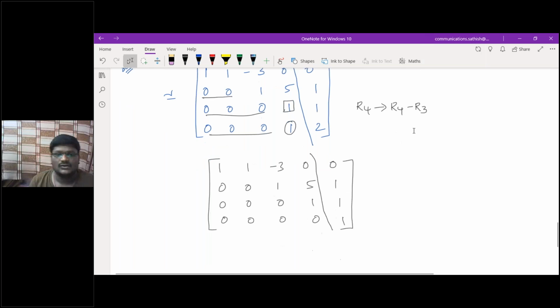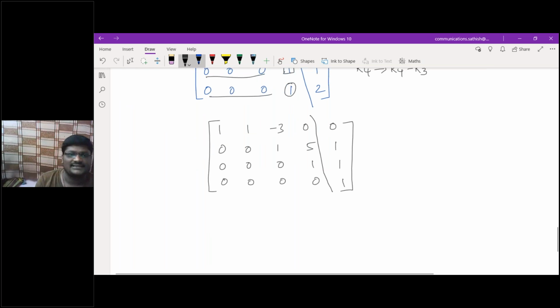Yeah. So now all the conditions are satisfied. You can cross verify it: below the diagonal elements are 0, 2 zeros, 3 zeros, and 4 zeros. So this is completely the reduced row echelon form. Now this is your matrix, and if I consider this the augmented matrix.